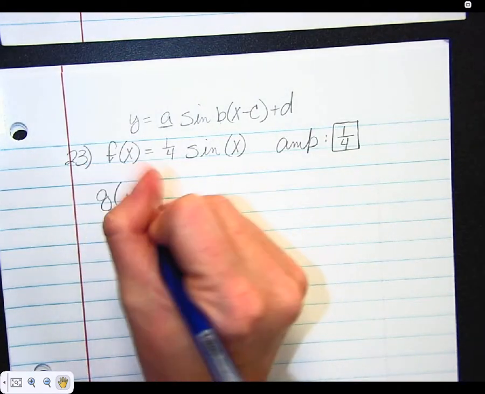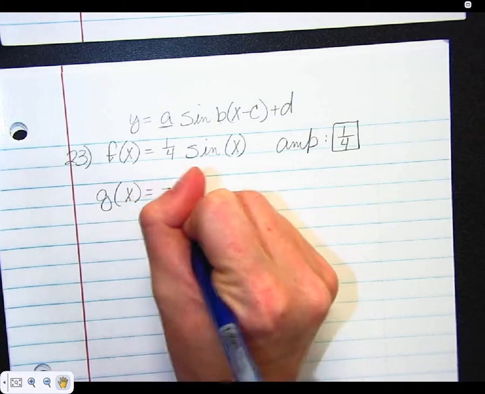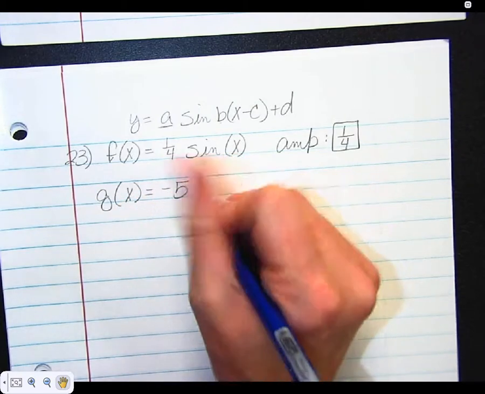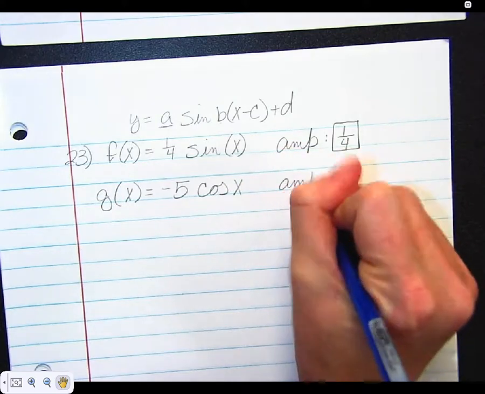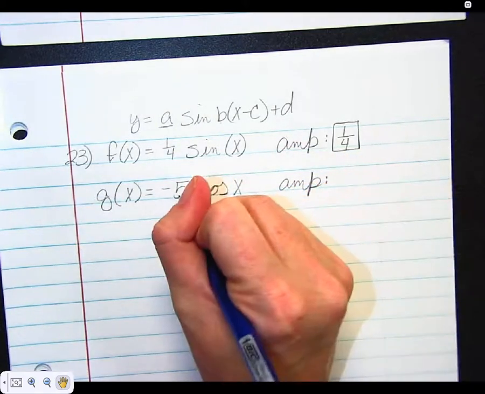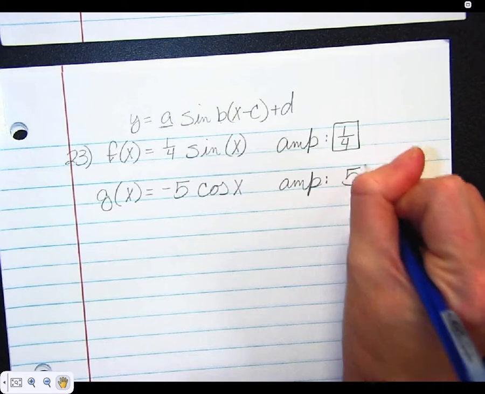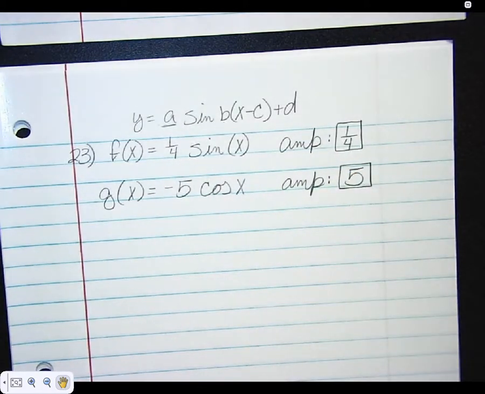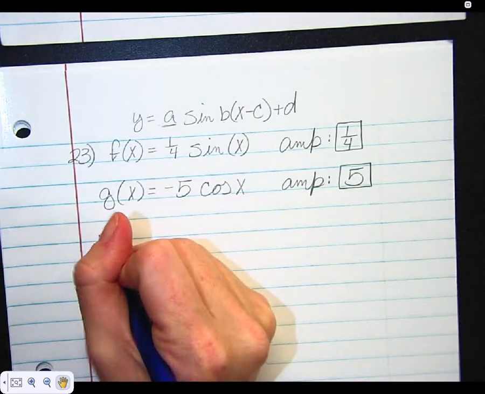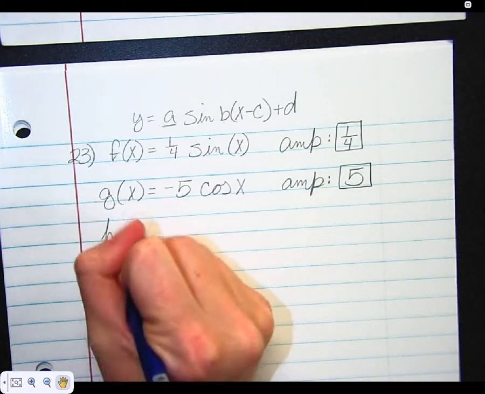All right, then I'm going to take a look at g of x, which is -5 cosine x. Again, we're only worried about that a value and that amplitude. And again, the amplitude's always going to be positive. So that right there is going to give me 5. Okay, so we do have some kind of reflection. You may want to make a note to yourself about that as you're graphing. But to answer the amplitude question, the answer is just 5.